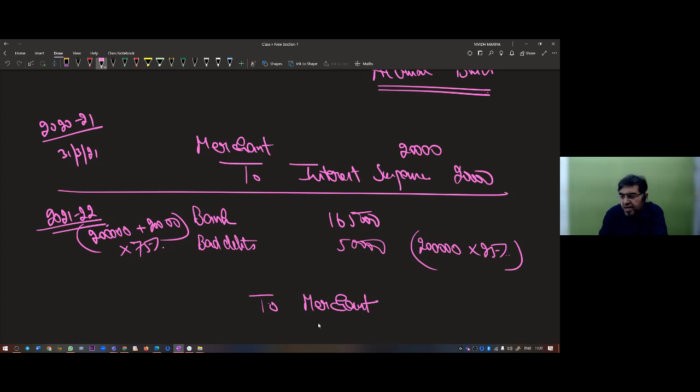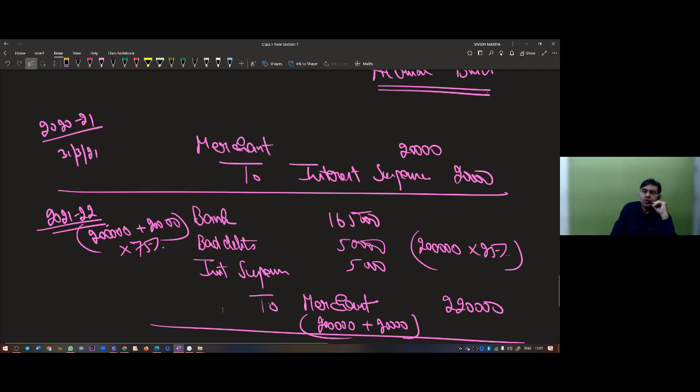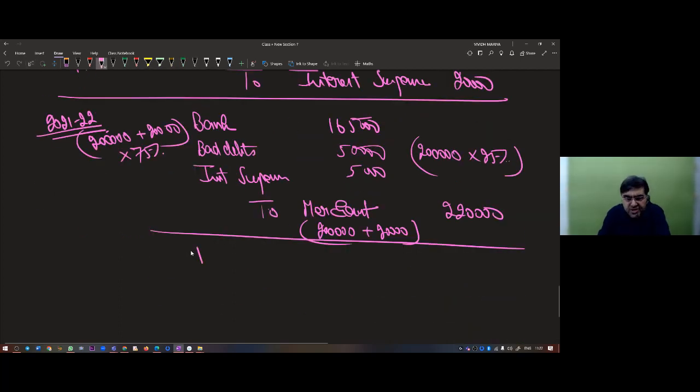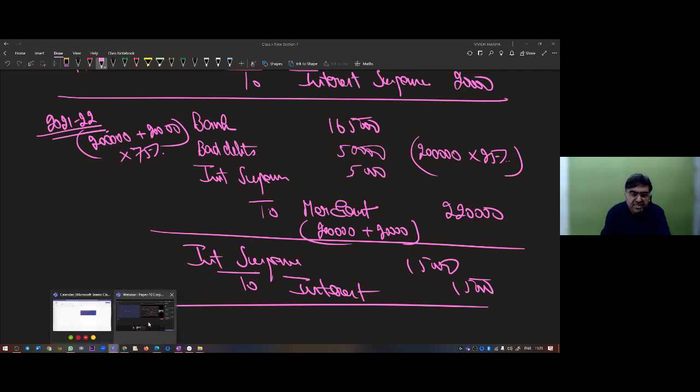Merchant like Vijay Mallya, 2 lakhs plus 20,000, 2,20,000. And interest suspense 5,000 will never be income, because the income is to the extent of 75%, the rest will be reversed. So this is one entry. Doing so, the merchant account will get closed and all beautiful things done. Now, remaining interest suspense 15,000 will be income. Interest suspense to interest 15,000. Beautiful concept. Let's move further.